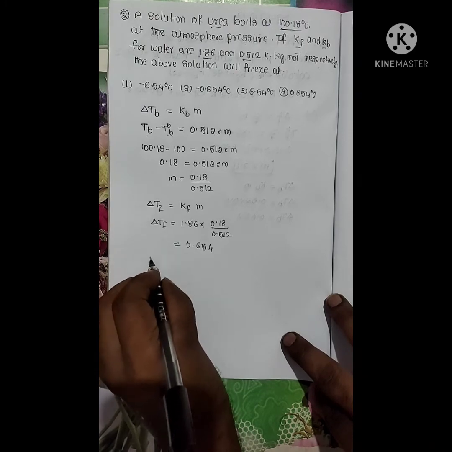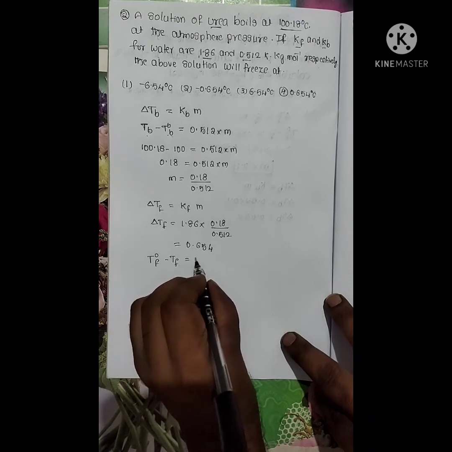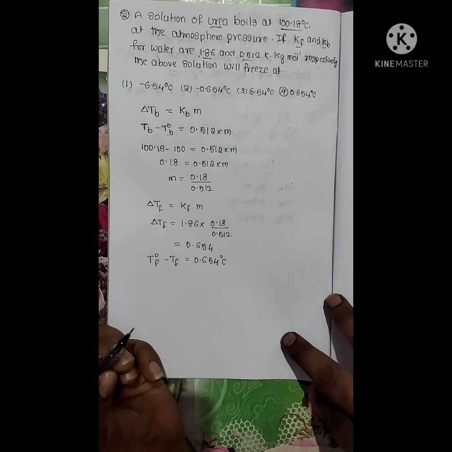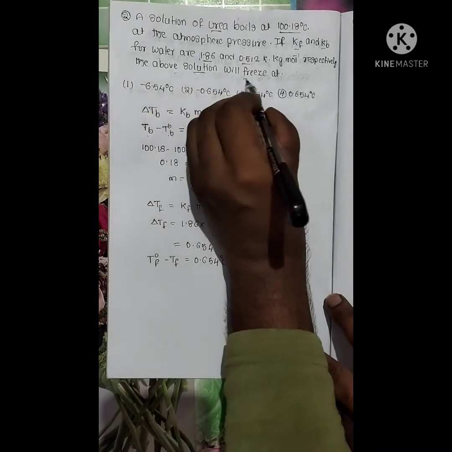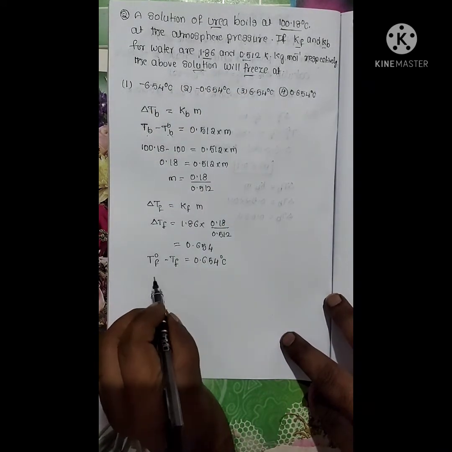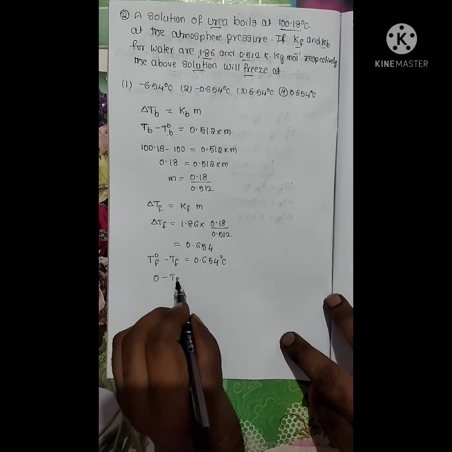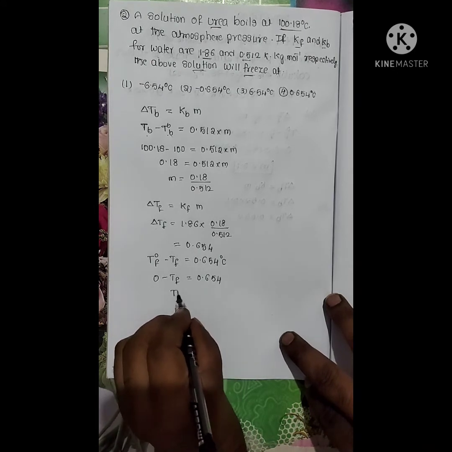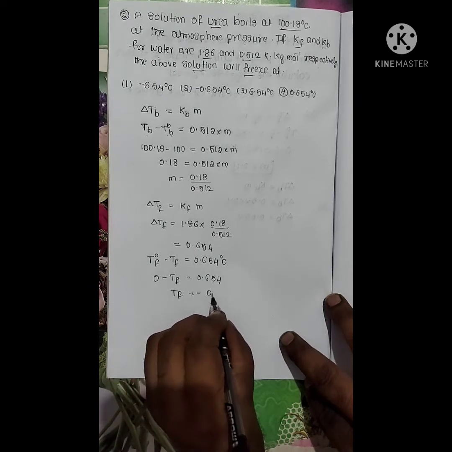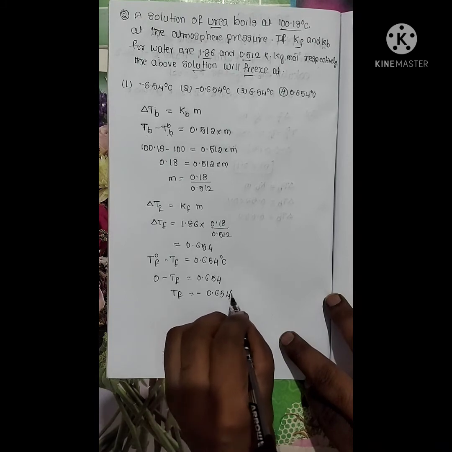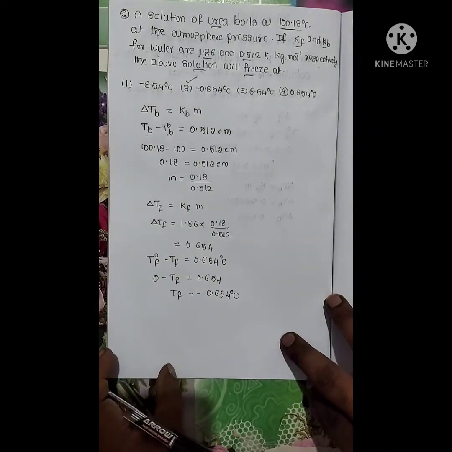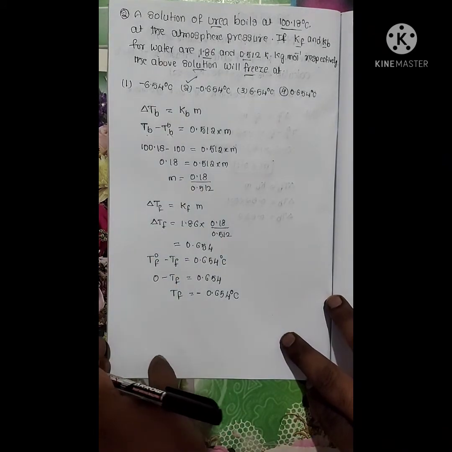Therefore, delta TF equals T0F minus TF equals 0.654 degrees centigrade. The question asks for the solution freezing point. T0F is 0, TF is the solution, so TF equals minus 0.654 degrees centigrade. That is option 2. It is also option 2.